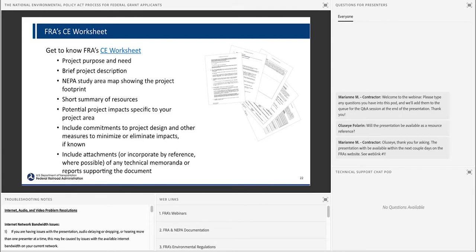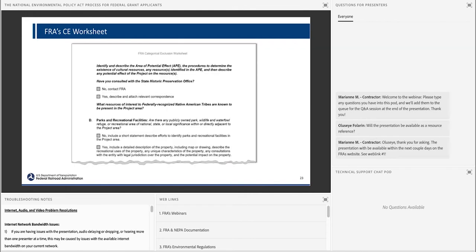Also, just bottom line, inform FRA. Document as much as you can in your grant application, not only in the environmental section. I know they limit it, with a page limit on the grant applications, but try to jam-pack those pages with as much information as possible, because we can only evaluate what we receive in your grant application.